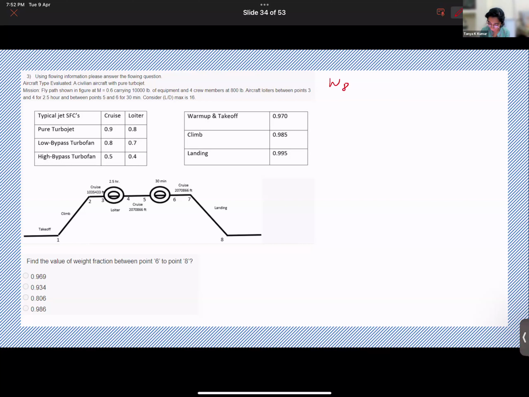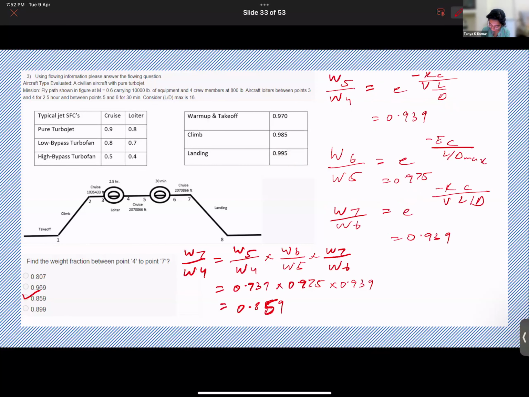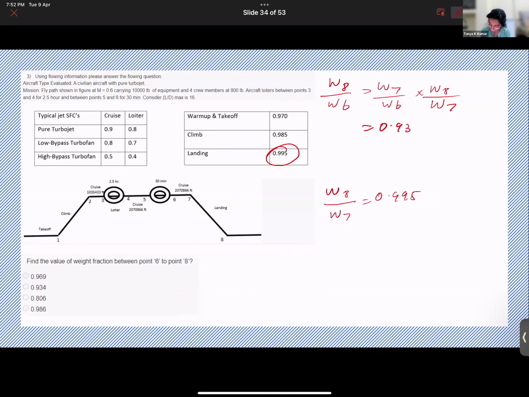I think it's fairly simple. W8 by W6 is W7 by W6 into W8 by W7. W7 by W6 we have already done. We need to find out W8 by W7, right? Along similar lines, what will be the formula? It is 0.995. There is no formula, it's given to you directly. Just multiply these two and you should be able to get it. 0.939 into 0.995 gives the value 0.934.